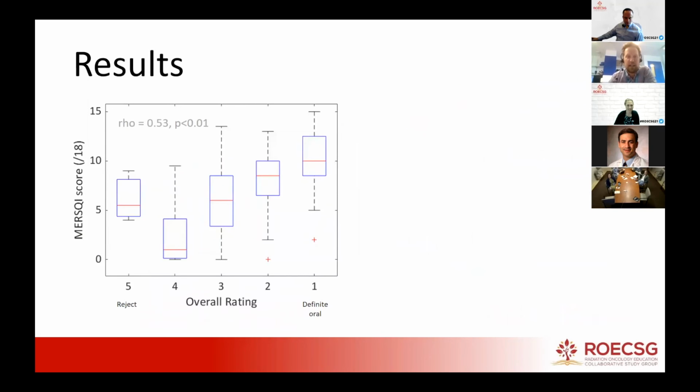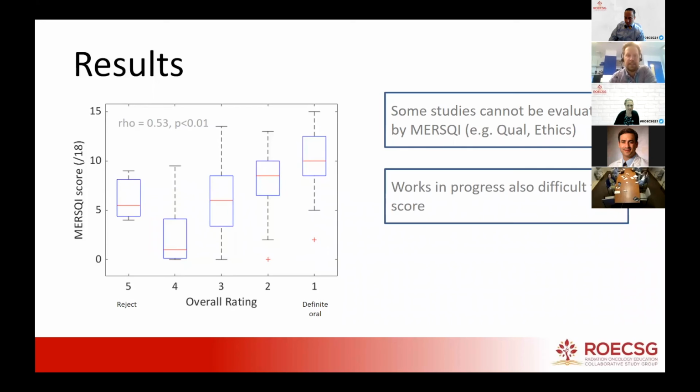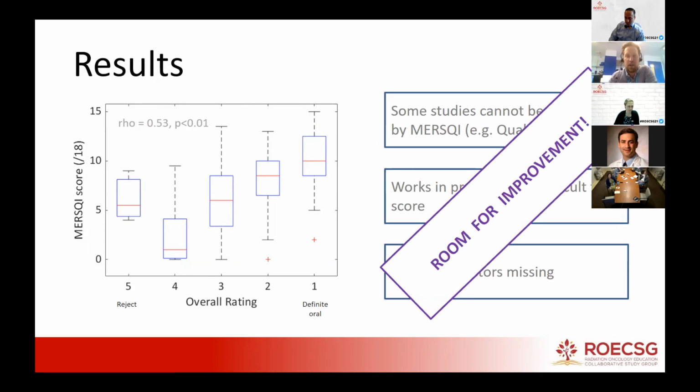So what are the results? Well, here is a graph showing box plots of MERSQI scores on the y-axis, along with the global rating. And that was quite a comforting graph when I first made it, showing that generally the rated quality goes up with the global assessment. So we're in the right ballpark with our assessments, but there are some exceptions to that. Some studies cannot be evaluated. I think especially of qualitative studies, ethical studies, social media-based studies. Works in progress proved especially difficult to evaluate. And then there are important factors missing from those tools, such as novelty, innovation, scope, or impact. So I think there's room for improvement in how we assess these objectively.